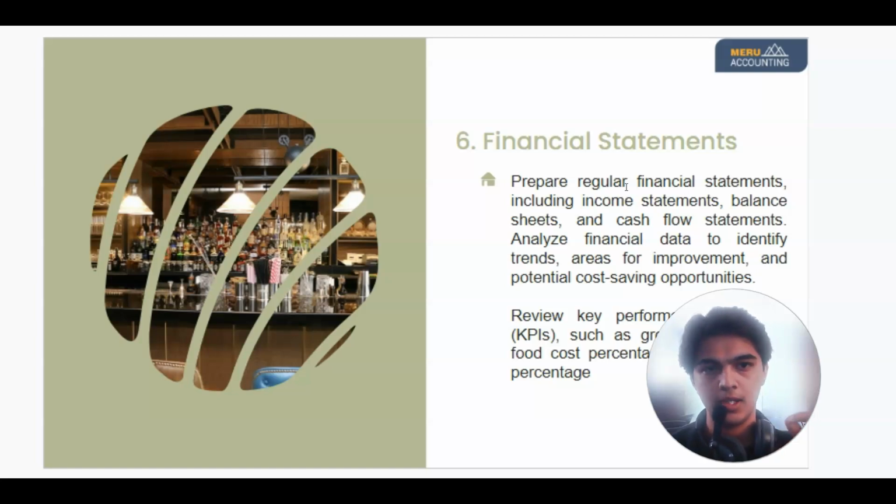Okay, so you will need to prepare a financial statement that will include your income statements, your balance sheets, and any cash flow statement. And also, you will need to analyze all this financial data to identify if there is any new trend, or if there needs to be improvement in your management, and any other cost saving opportunities.